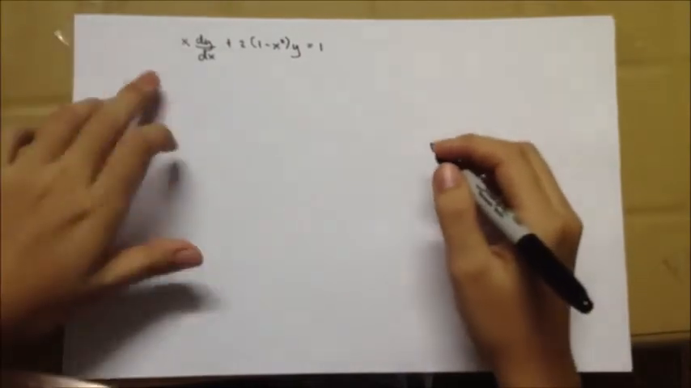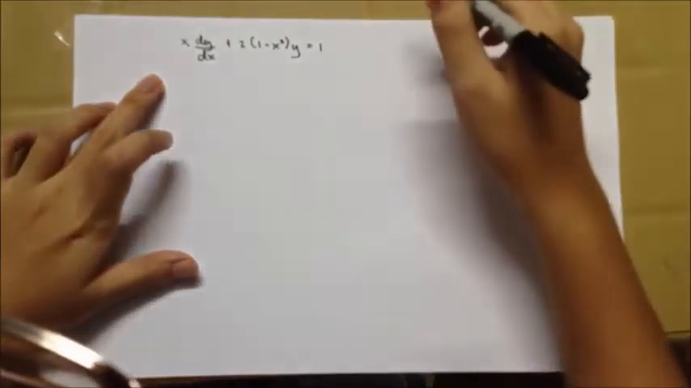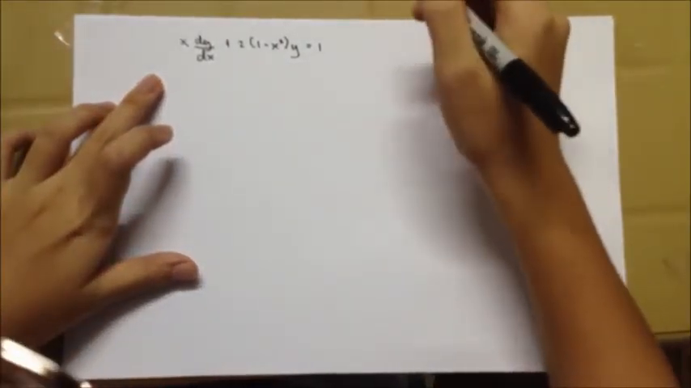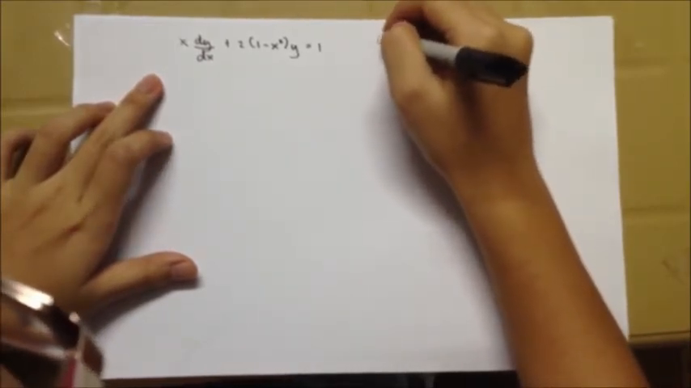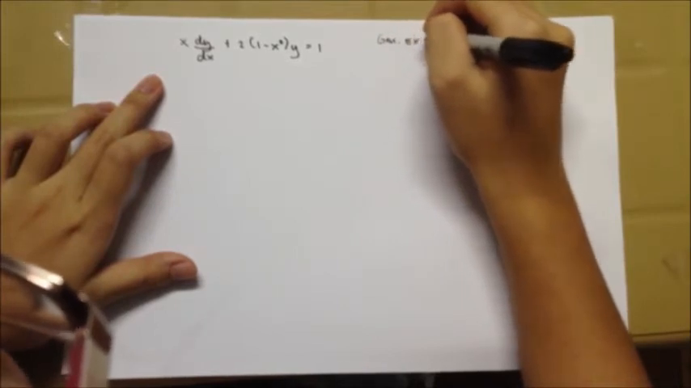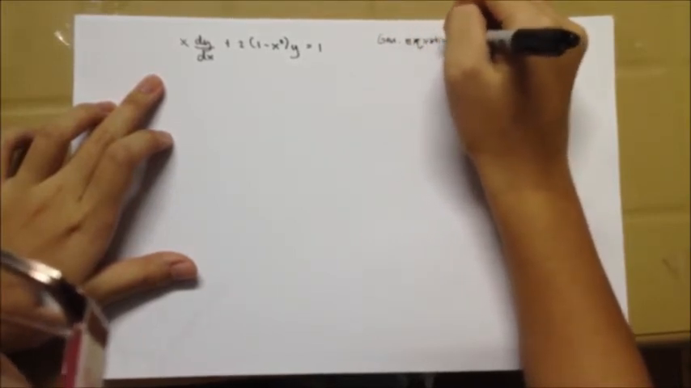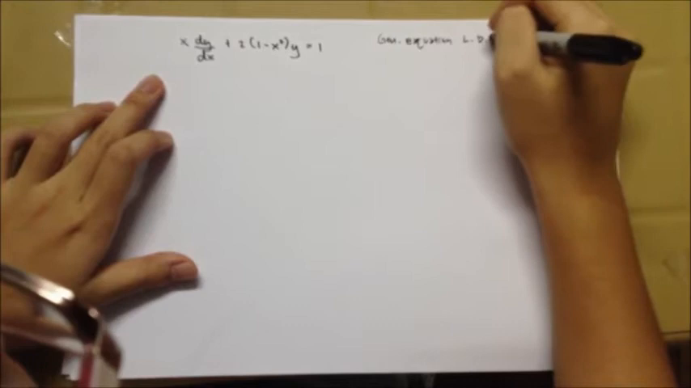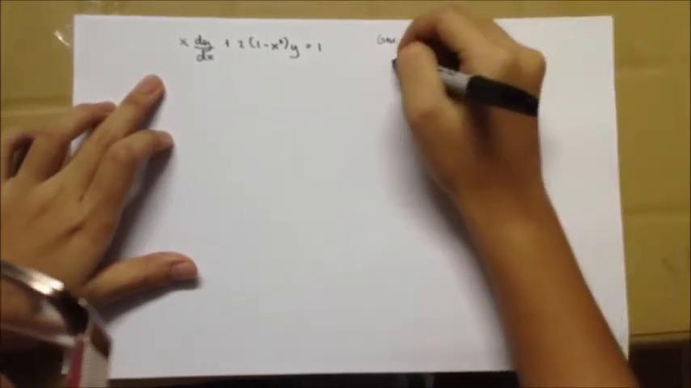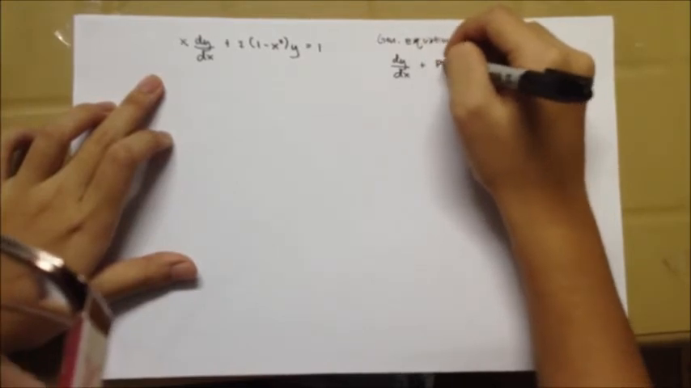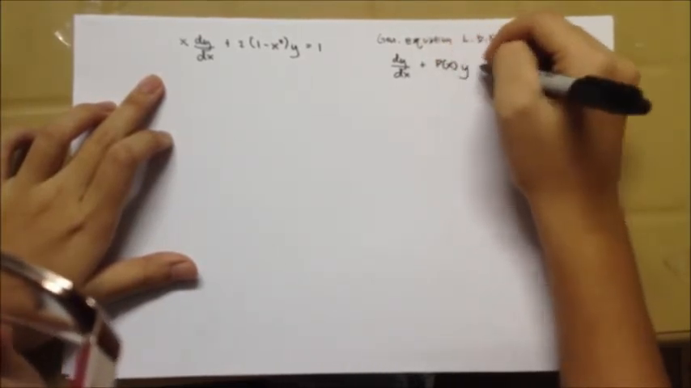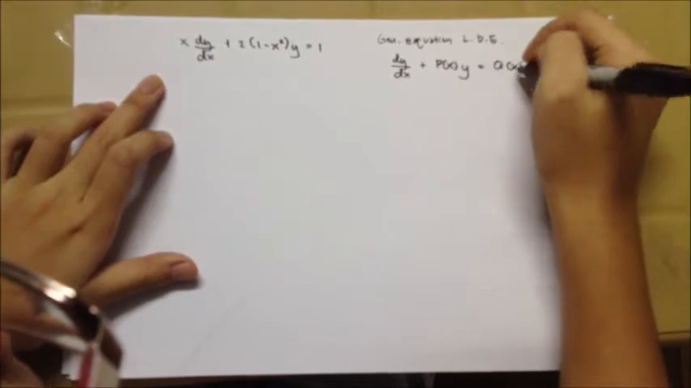Now, as you can see, this looks very similar to the general equation of your linear differential equation, which has the form dy over dx plus p of x times y is equal to q of x.